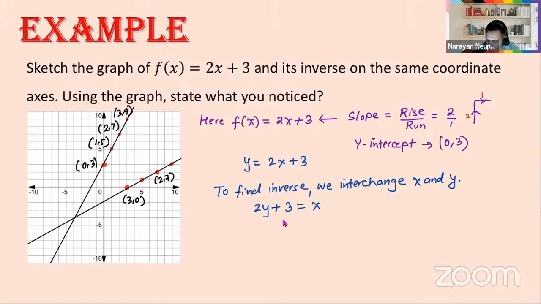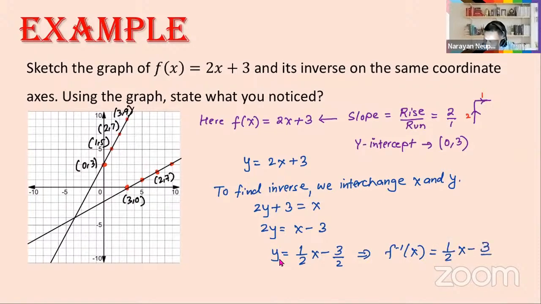Now we subtract 3 on both sides. So it becomes 2y equal to x minus 3. And we divide throughout by 2. So we get y equal to, if we divide by 2, that's half x. If we divide by 2, 3 over 2. So that means the inverse function is half x minus 3 over 2. Half x minus 3 over 2. So the slope is 1 over 2. That means we have a rise of 1 and run 2.